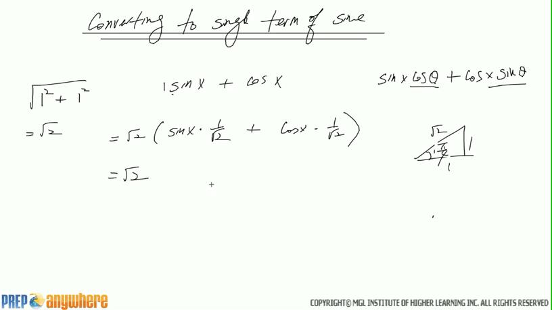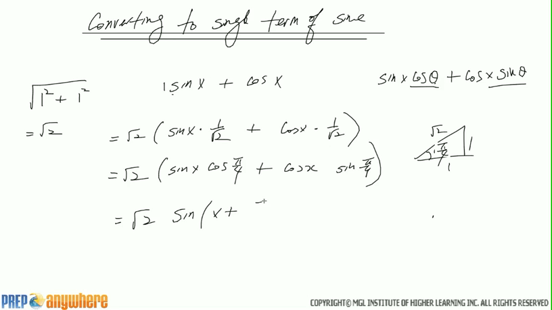So, I can write this as sine of x cosine of pi over 4, right? But what about this one? Sine of pi over 4 also gives you that one, right? So I can convert this whole thing into sine of x plus pi over 4. Two sine ratios into 1 sine ratio. Okay.